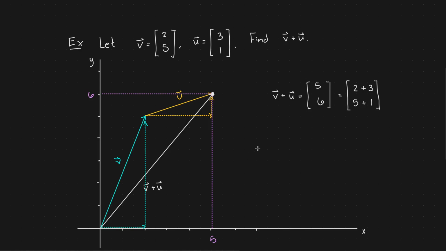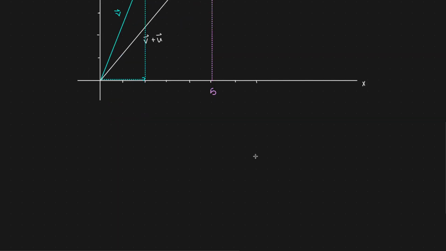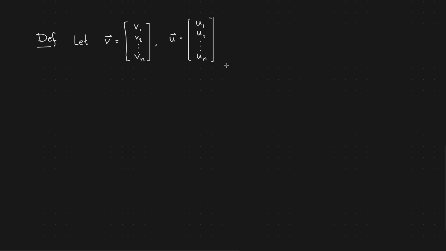And so we can define how we algebraically compute vector arithmetic as follows. Let v equal v1, v2, all the way to vn. So it has n components. And let u be similar. Let it have n components, u1, u2, all the way to un. So these would both be n-dimensional vectors, so they would live in Rn.